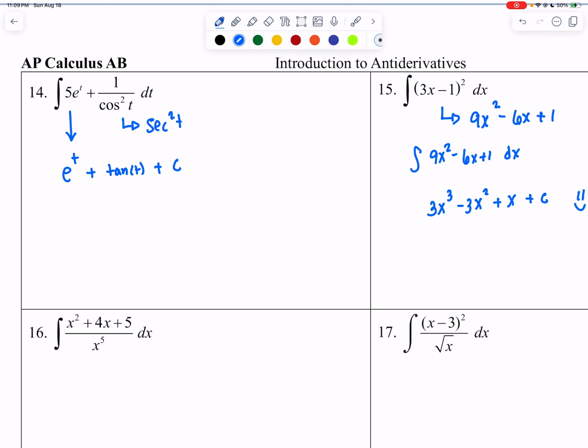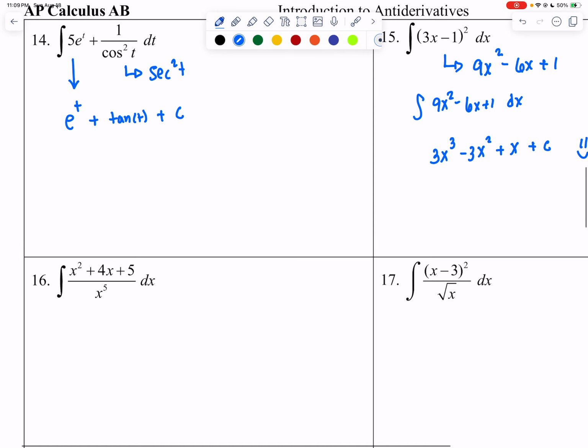Same thing with number 16 here. I don't have a way to figure out the opposite of quotient rule. So what we're going to do is go ahead and divide out the x to the fifth to each of the terms in the numerator. That's going to give me x to the negative 3, 4x to the negative 4, 5x to the negative 5.